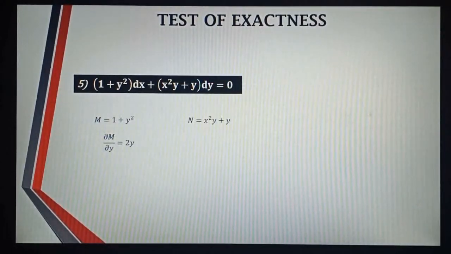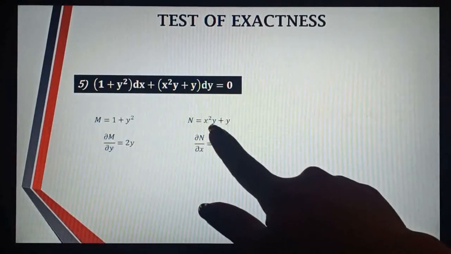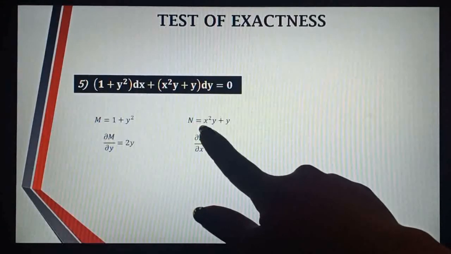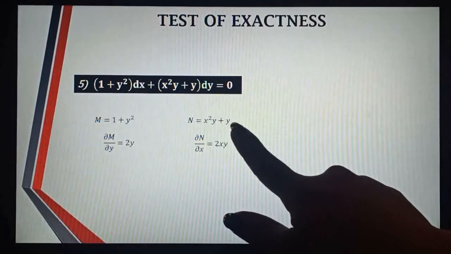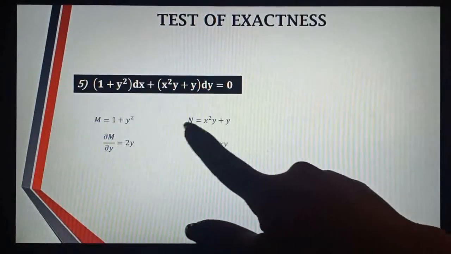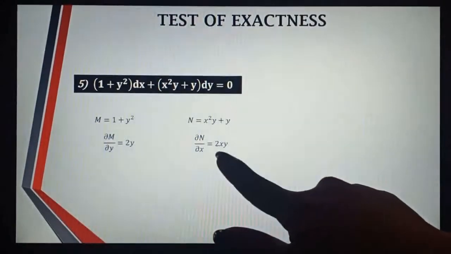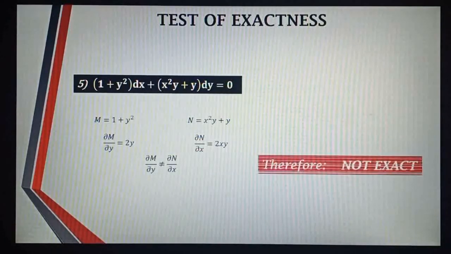Then pagdating kay n, you'll have x squared y plus y. So, i-differentiate naman natin siya with respect to x. So, constant si y. Ang derivative ni x squared ay 2x. So, you will have 2xy. Then, pagdating kay y, since that is constant, the derivative of constant is 0. So, kung mapapansin nyo, si m ay 2y. Si n naman ay 2xy. They are not equal. So, this equation is considered not exact.